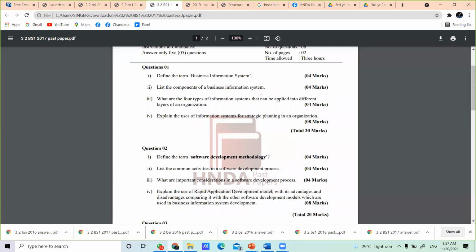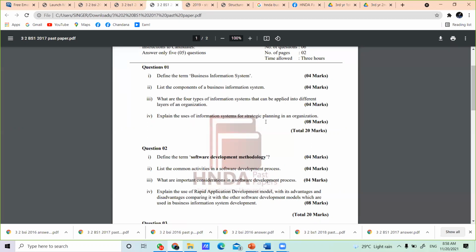All the components having to do with information are available in the business information system. Once you learn what an information system is, you can easily say what the elements of a business information system are. Then, what are the 4 types of information system that can be applied to different layers of an organization? I think you know what layers are available in a business organization: lower layers, middle layers, top layers, like that. According to these layers, there are different types of information system. We want to identify which information systems are suitable for lower layers, then middle layers, and in that way define the information systems.